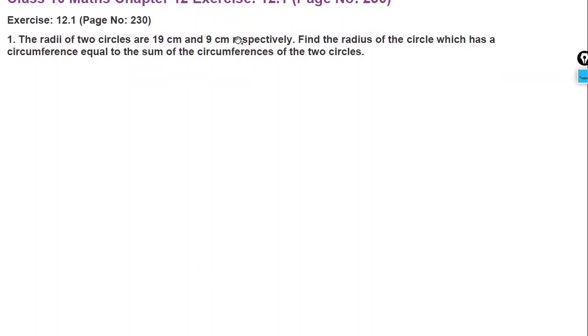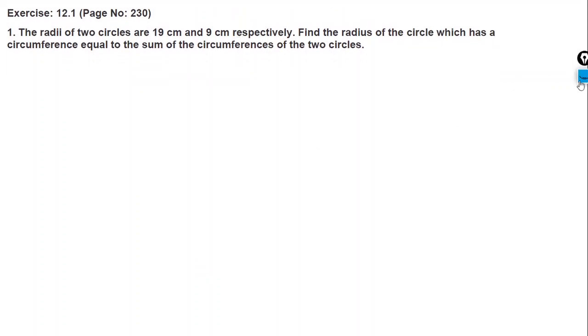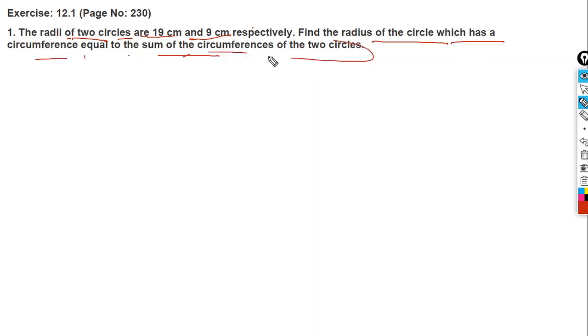So we'll start with question number 1. Let's read the question. The radii of two circles are 19 centimeter and 9 centimeter respectively. Find the radius of the circle which has a circumference equal to the sum of the circumferences of these two circles.